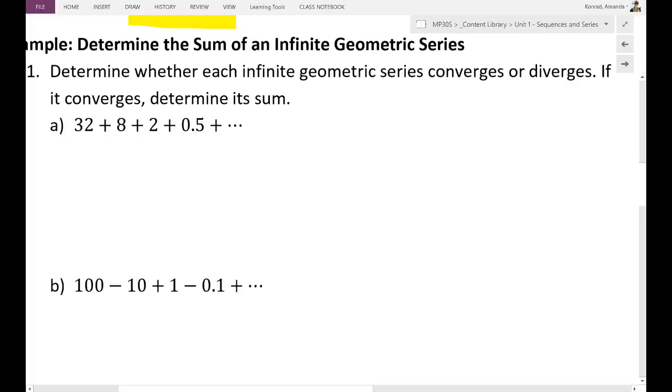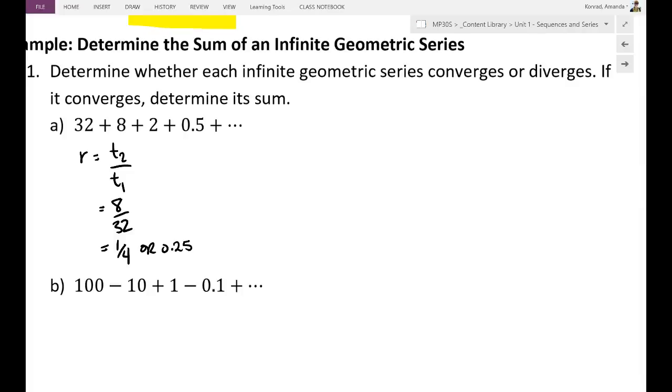First two are adding up to 40, then we've got 42, then 42.5. So we can test it that way just by strictly checking our sums as we increase the number of terms, or we can determine our r value. So that's term 2 divided by term 1. So 8 over 32, which gives us 1/4, or 0.25.